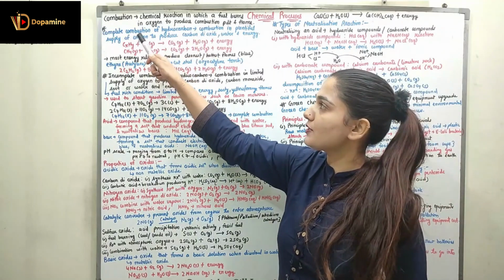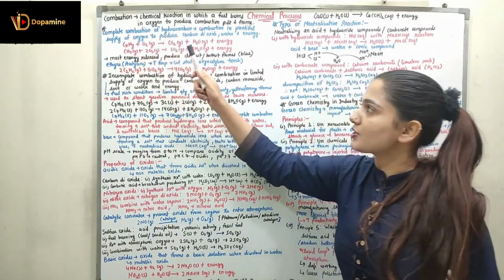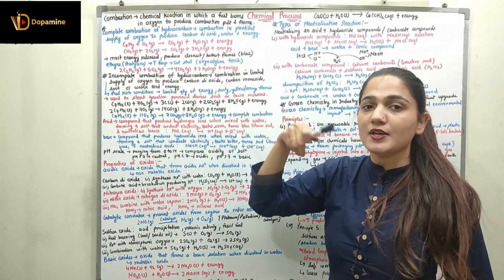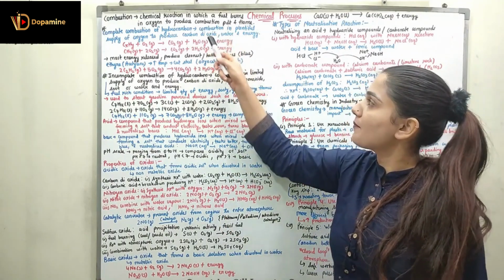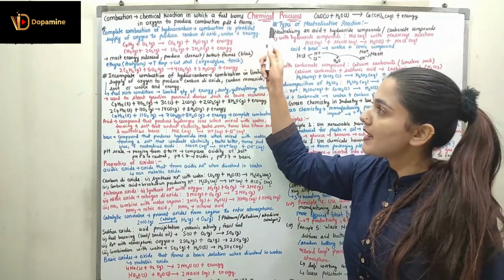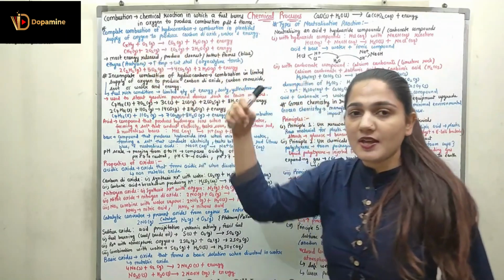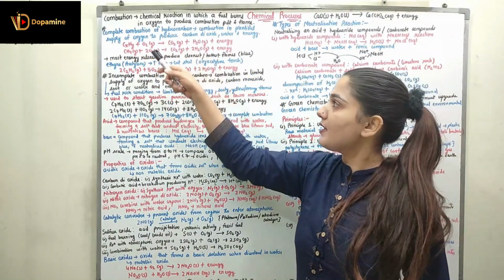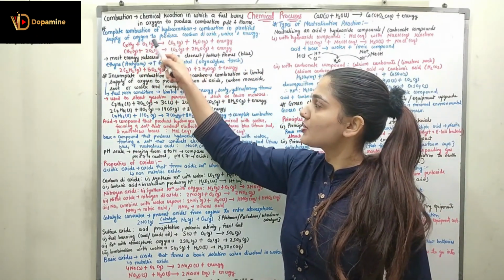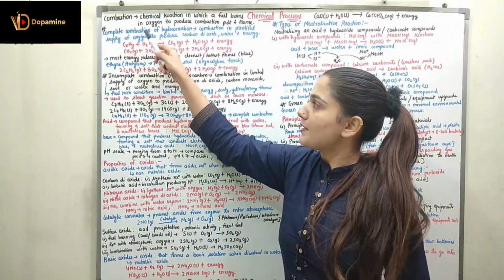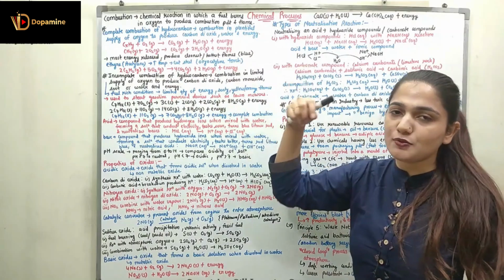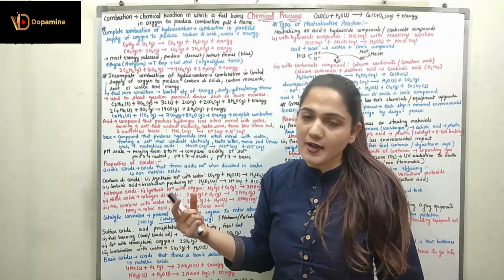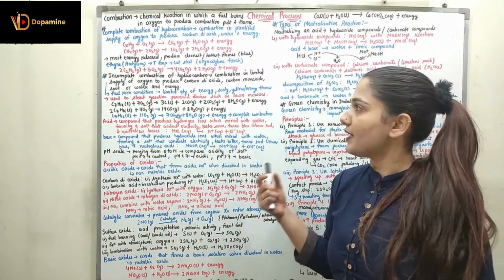First of all, we are going to discuss the complete combustion of hydrocarbons. So here in the complete combustion of hydrocarbons, we have the combustion of the hydrocarbons in plentiful supply of oxygen. Right, we have a lot of oxygen and we do the combustion in a plentiful supply of oxygen to produce carbon dioxide, water and energy. So only three products are going to form: carbon dioxide, water and energy.